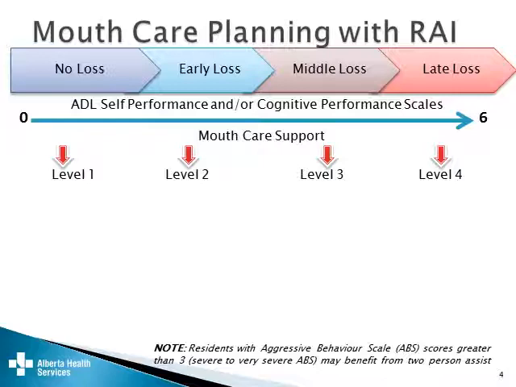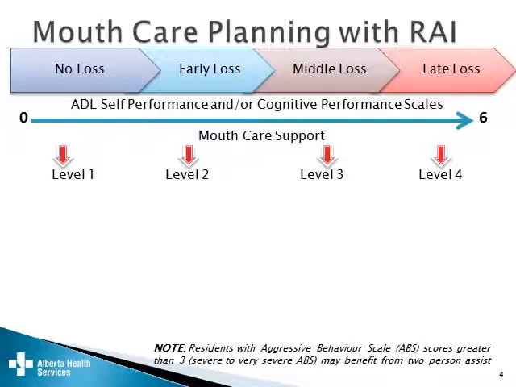Level 1, no loss, indicates the resident can do activities of daily living and has no loss of cognitive skills. The residents in this category may only need assistance to get ready to brush their teeth. According to the RAI data in Alberta, 7% of ADL to 19% of CPS residents fall into this category.